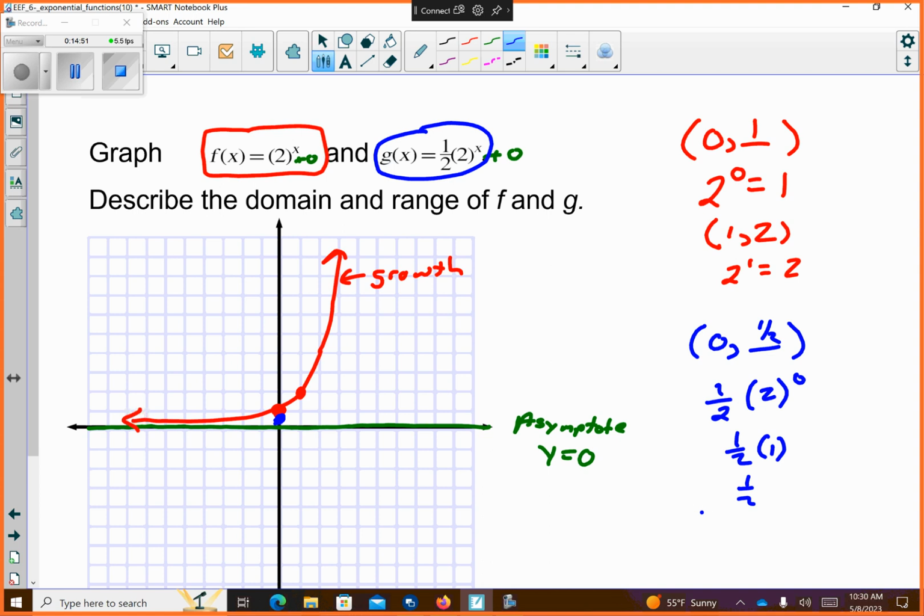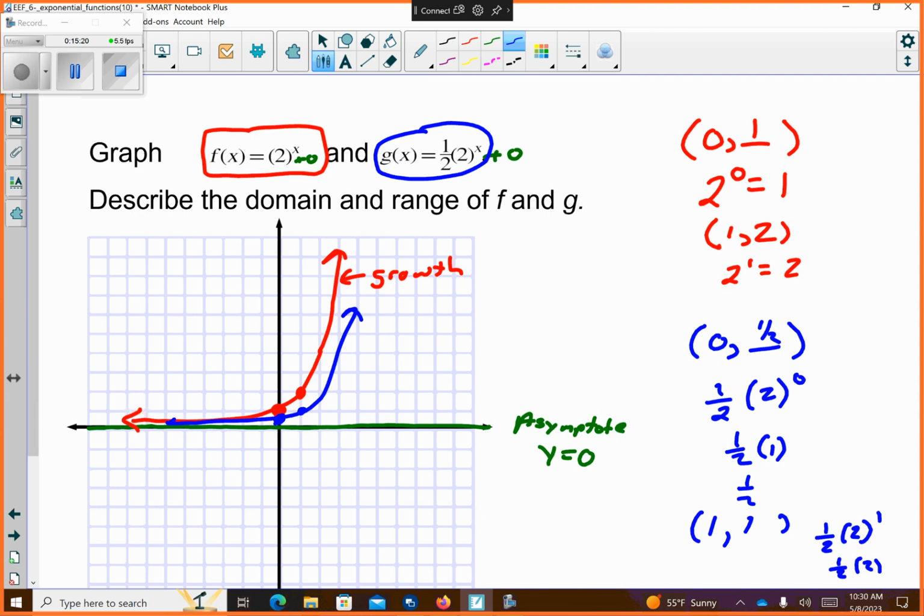All right, now I'm going to plug 1 in. So I'm going to go 1/2 times 2 raised to the first. What's 2 to the first? 2. What's half of 2? 1. So 1 comma 1. So this one falls down here, and then grows.